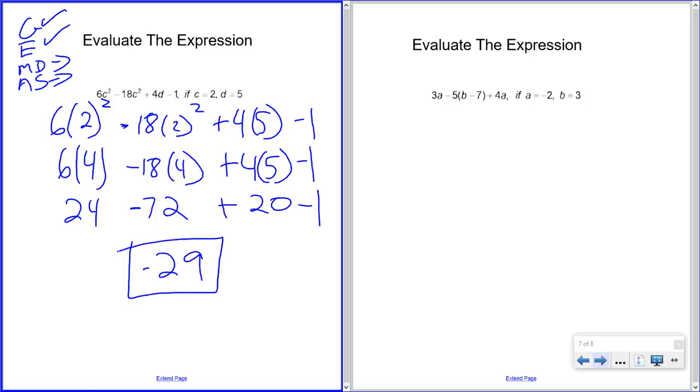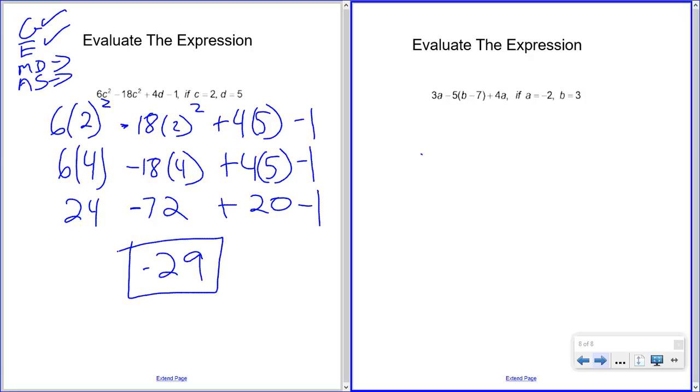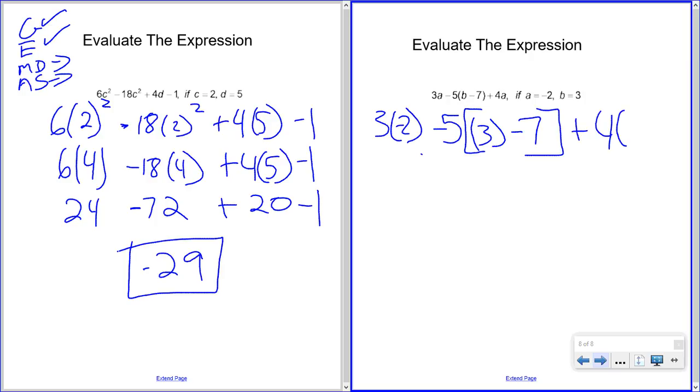Okay, this one we're moving on to the next one. We're not going to distribute first. We're just going to plug in. When you have parentheses inside of parentheses, you must change the outer parentheses into a bracket. A is negative 2, so I'm just going to drop negative 2 in there, minus 5, and I'm going to make that a bracket because B is going to turn to a set of parentheses. Minus 7, close the bracket, plus 4, open some parentheses, negative 2, and close the parentheses.